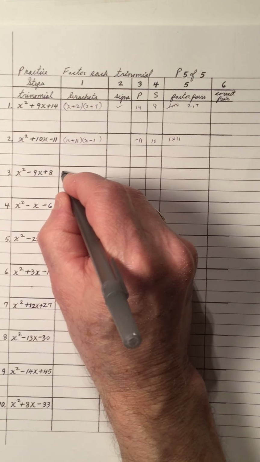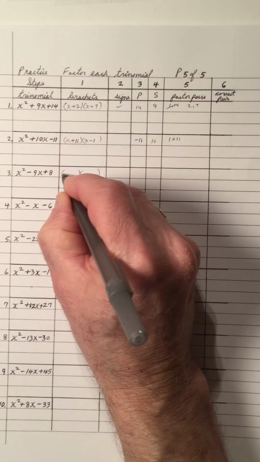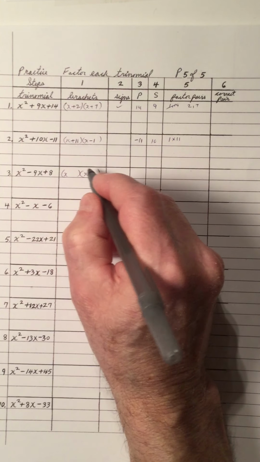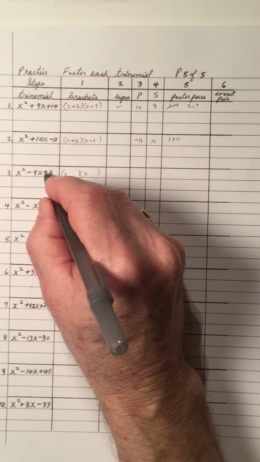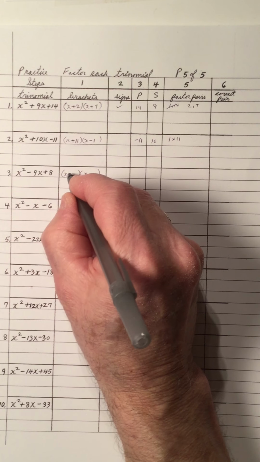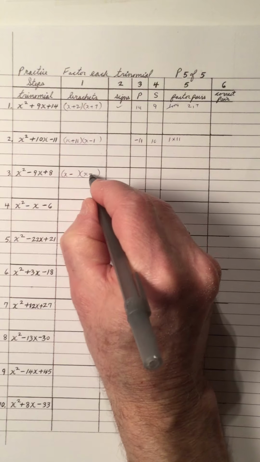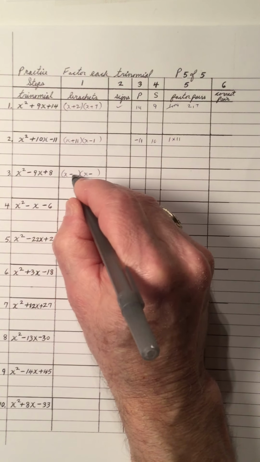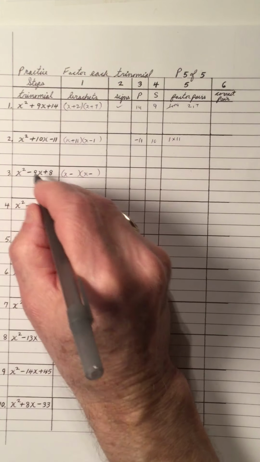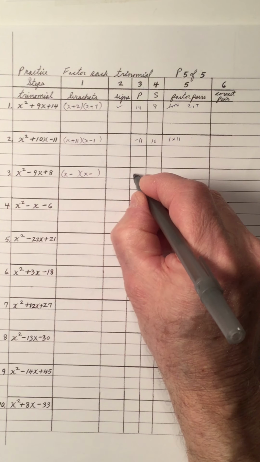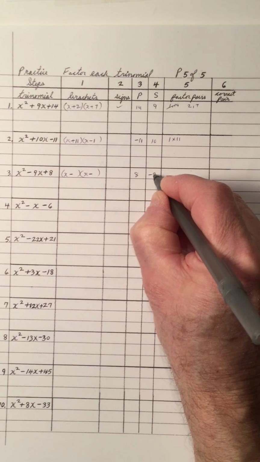Number 3, double bracket. Brackets, x and x. Ends in a plus. So if it ends in a plus, you have 2 of the middle signs. So you have 2 negatives. Why? The product is positive, the sum is negative, right? Because that's product and sum. The product is 8, the sum is -9.